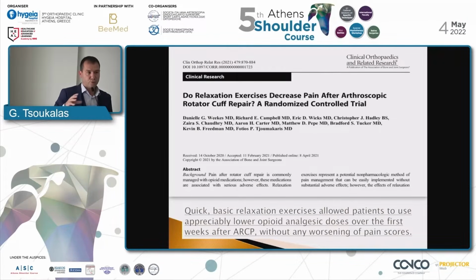And during the first week, especially the first two weeks, we can support him with some short videos. Even I used to give them a short video where I present some exercises, because we know that relaxation exercises decrease pain after arthroscopic rotator cuff repair, and relaxation exercises allow patients to use lower opioid analgesic doses. So there are some small details that are important, especially for the first 2 weeks, because he has to fight with the inflammation and the pain.